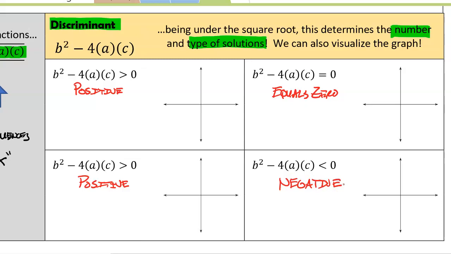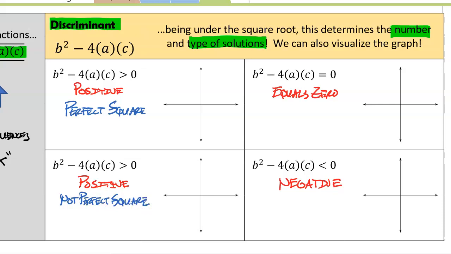Okay, well, let's start off with the positive case. When it's positive, it could be one of 2 things. It could be a positive perfect square. So, for instance, it could be 9 or 16 or 25. Or it could be a positive not perfect square. Now, why is this important?